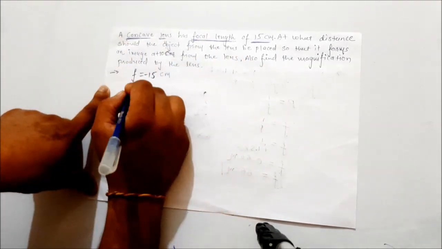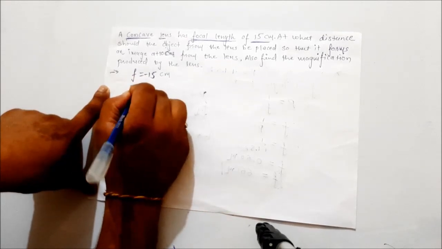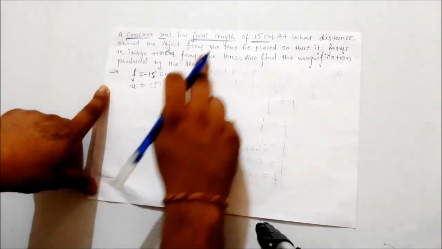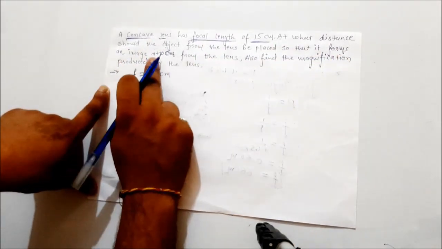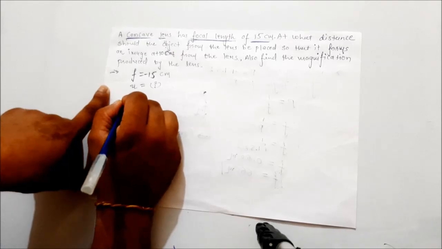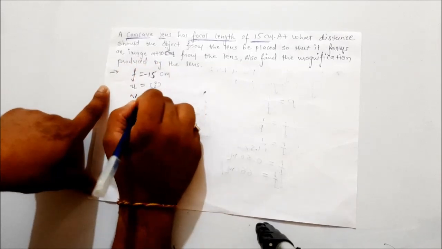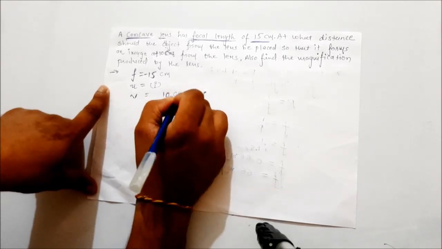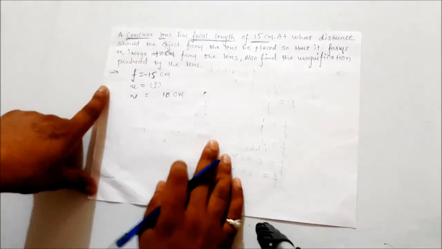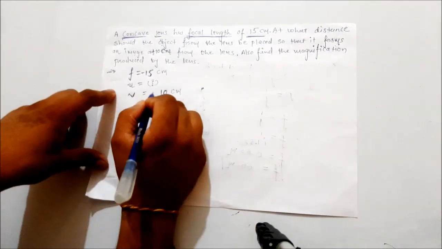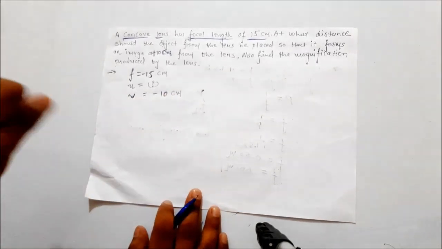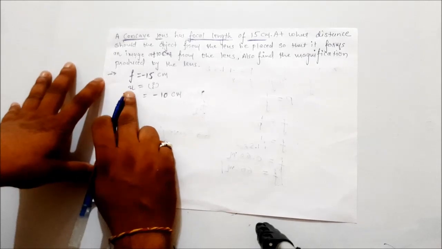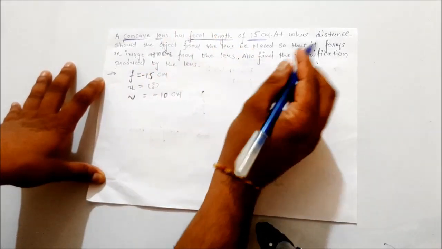At what distance should the object be placed from the lens? We don't know the object distance, we don't have the value of u, so that it forms an image at 10 centimeter. But as we know, in all cases of a concave lens the image is formed on the left side, so this image distance will also be negative. So with this data we have to find u, at what distance the object must be placed.